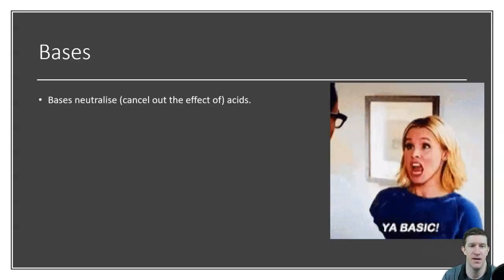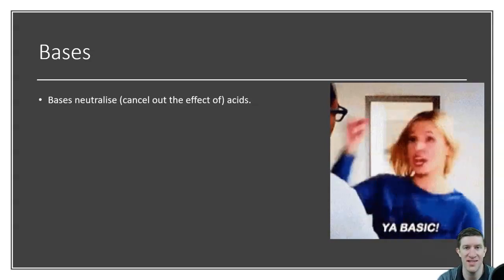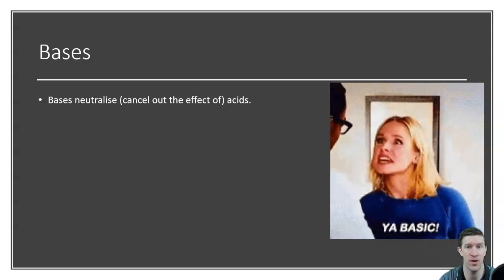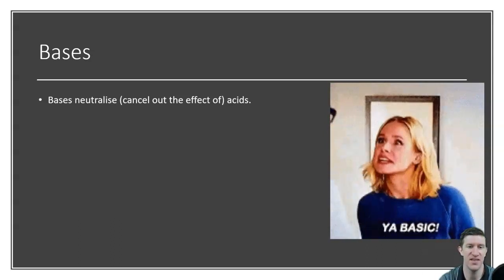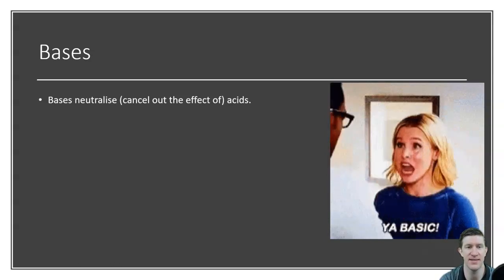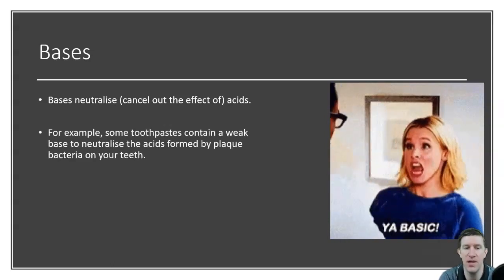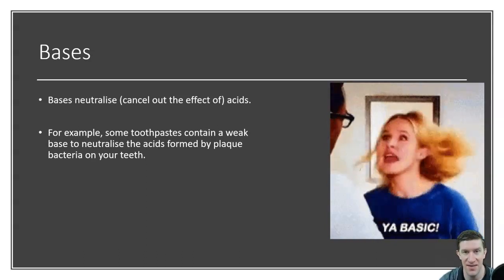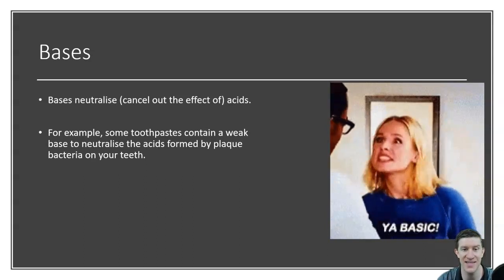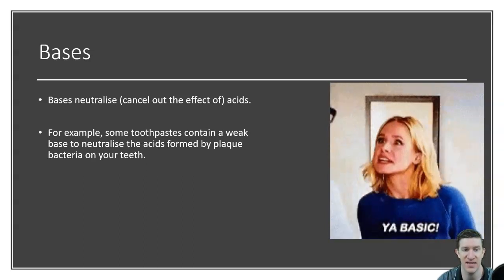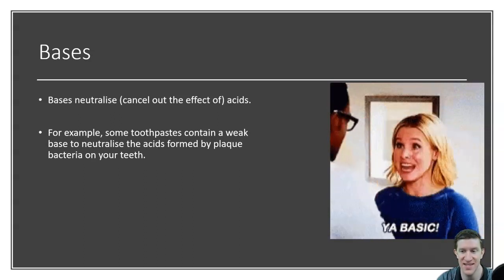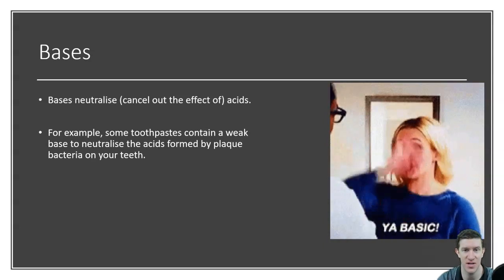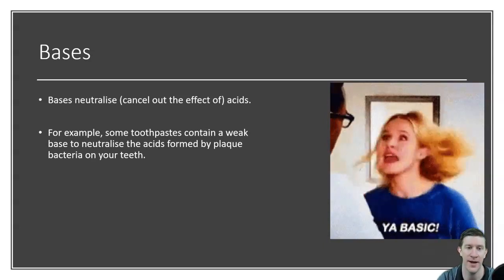Let's look at bases now. A base neutralizes or cancels out the effect of an acid, and later we'll see the actual equation for how it does that and what it produces. But in general, it's the thing that cancels out an acid. For example, a lot of toothpastes contain a very weak base, and the point is that it's neutralizing the acid formed by the plaque bacteria in your teeth. The bacteria actually create acids, and this is what eats away at your teeth. The basic toothpaste cancels that out to stop your teeth being eaten away.